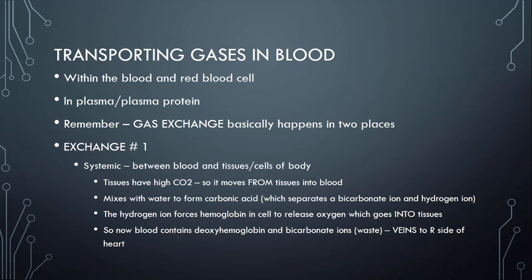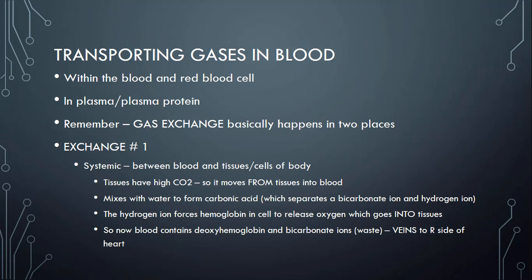Transporting gases in the blood. Remember, this is within the blood itself, the plasma and the red blood cell. It's in plasma and plasma protein. Gas exchange basically happens in two places. The first place is systemic. That means it's between the blood and the tissues or the cells of the body. That's where some gas exchange happens.